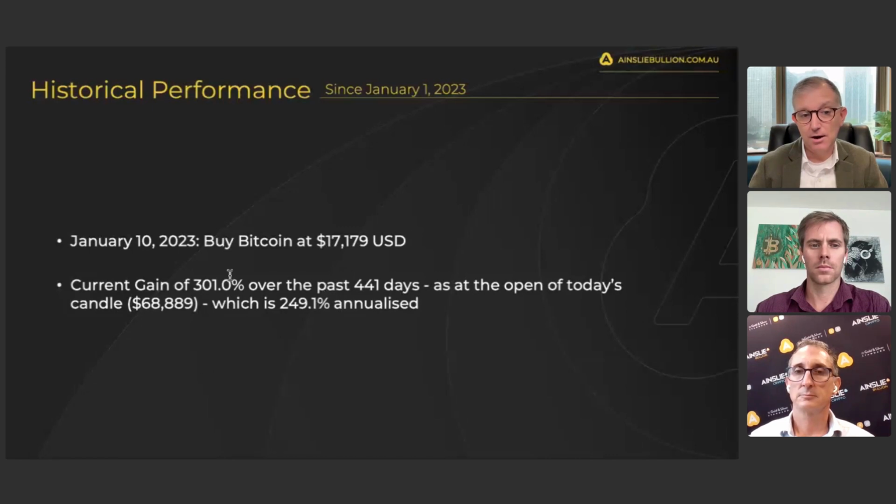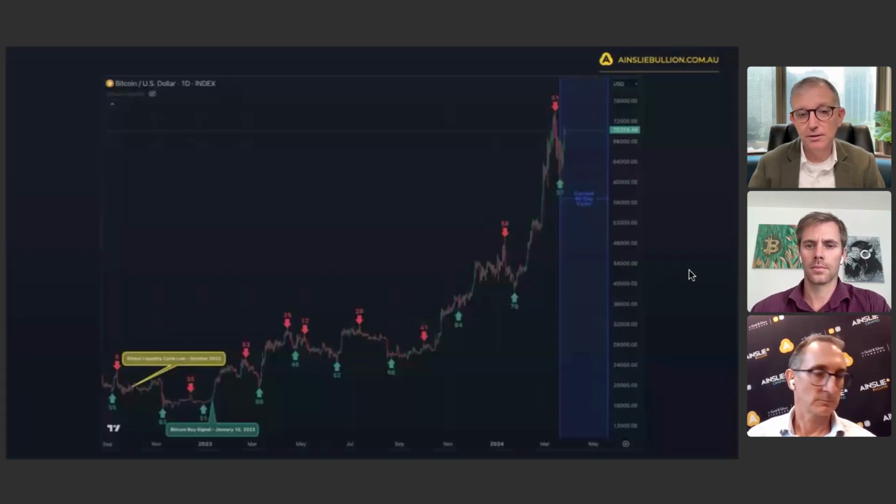So the current gain is 300% over 441 days. That was as at today's open. And if you annualize that, that's nearly 250%. So really quite spectacular gains. Any comments on the price of what we've been seeing in the Bitcoin market on this chart that either of you would like to add?